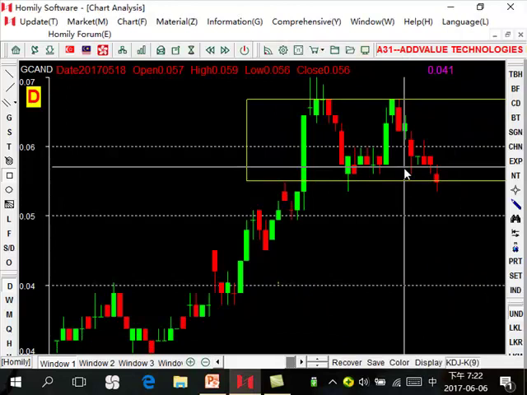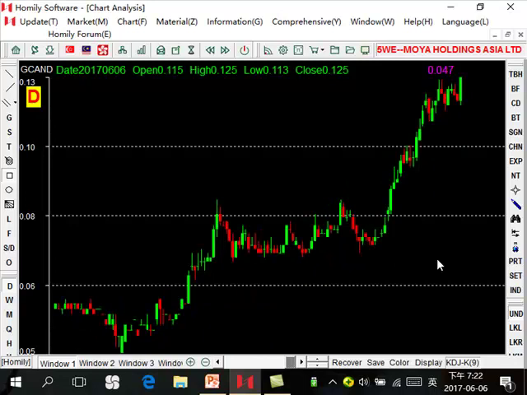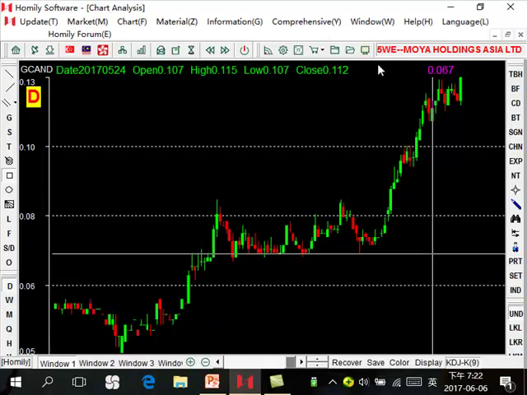So this one has no volume. Then let's see this stock. Is it good or not? Quite strong, but who holds this stock? If you see so many strong stocks but you never hold them, it's nothing to do with you, right? Okay, so let's see this stock.